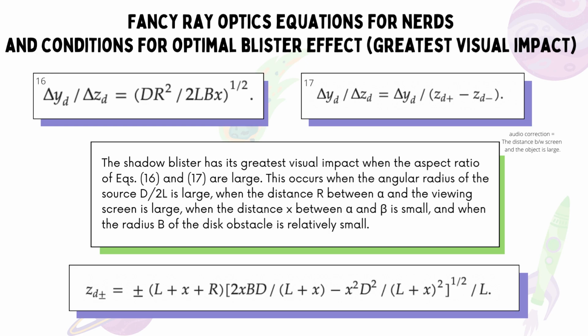The shadow blister has its greatest visual impact when the aspect ratio of equations 16 and 17 is large. This occurs when the angular radius of the source is large, when the distance between the screen and the two objects is small, and when the gap between the two objects is smaller. And this is just me trying to get the greatest visual impact.